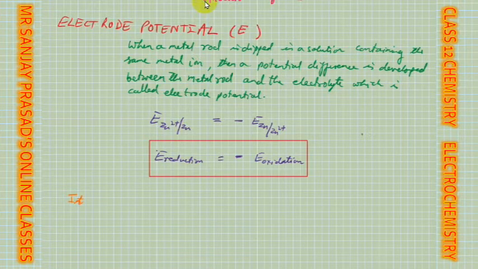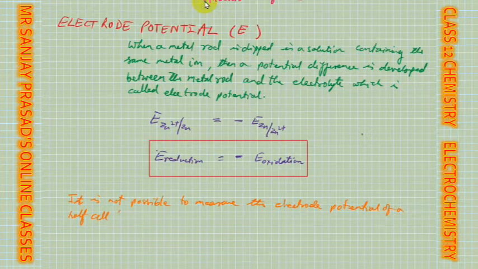It is not possible to measure the electrode potential of a half cell, that means of an electrode alone.